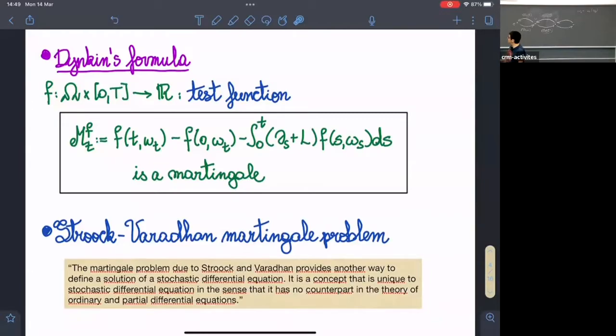And if you take that process there, and define this process M_t of f, it turns out to be a martingale, okay? And you see that the generator is down there inside this integral. This is just a formula that gives you a bunch of martingales out of a Markov chain. It's called Dynkin's formula. Sometimes Dynkin's formula is called something else, but it's equivalent to this one.